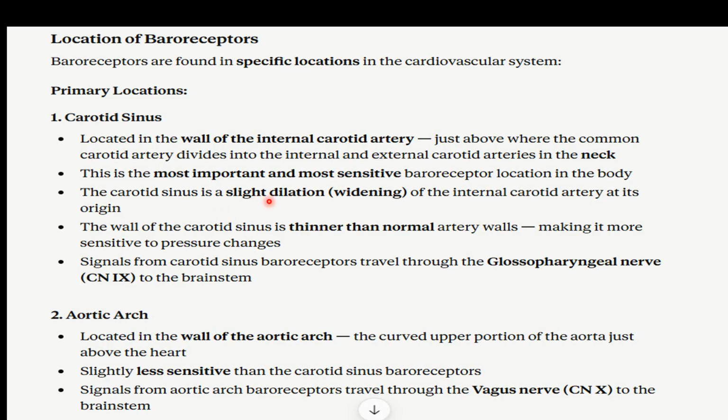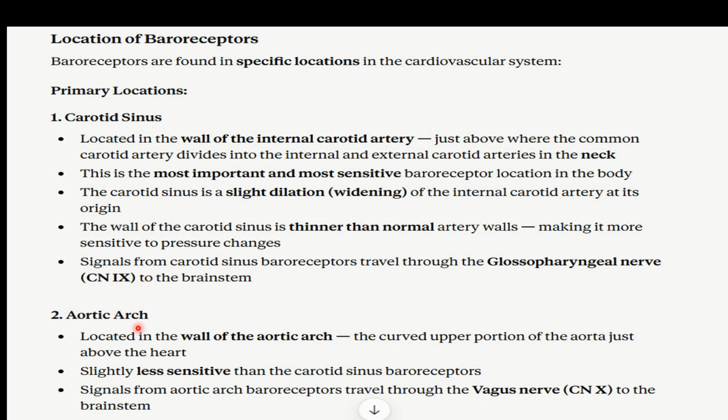The carotid sinus is a slight dilation of the internal carotid artery at its origin, and the wall of the carotid sinus is thinner than a normal artery wall. This is very important, it is thinner than a normal artery wall. That's why it is more sensitive to pressure changes. Next, signals from the carotid sinus baroreceptors travel through the glossopharyngeal nerve, CN9, to the brainstem. Okay, so this is also important.